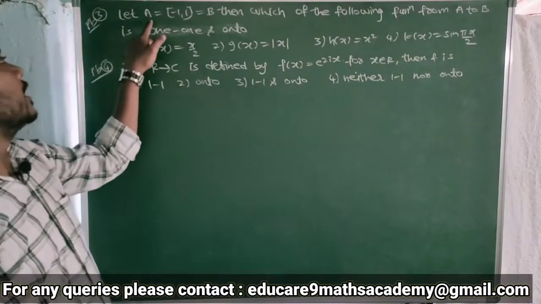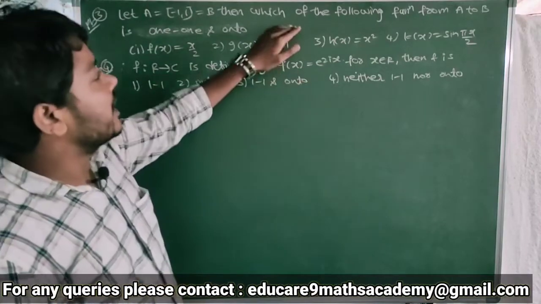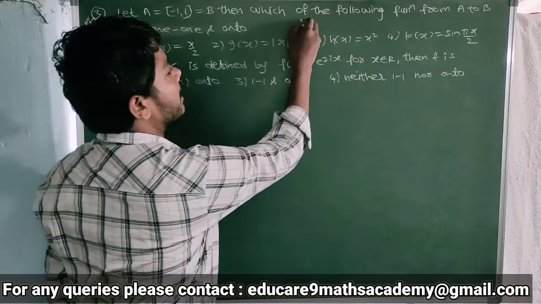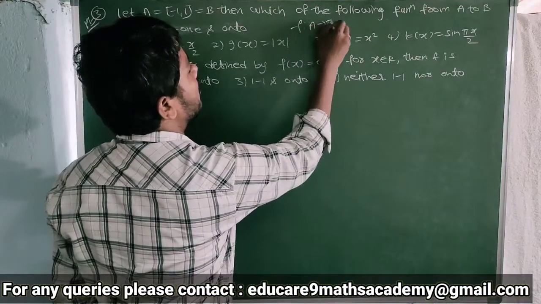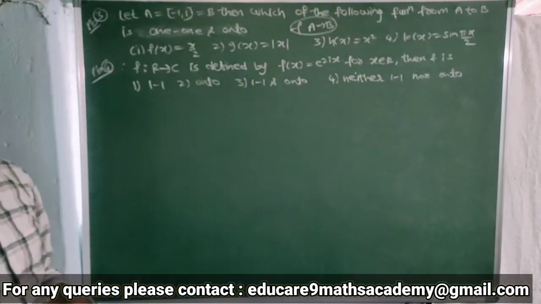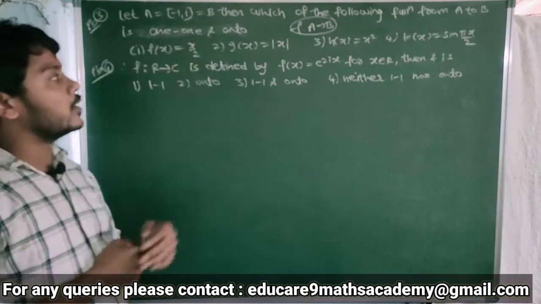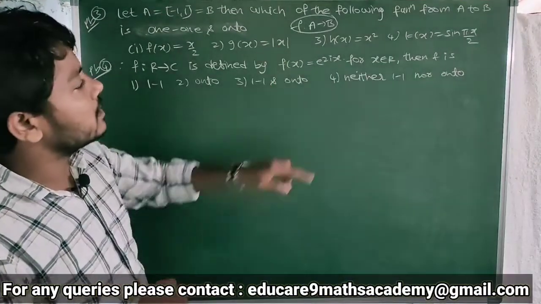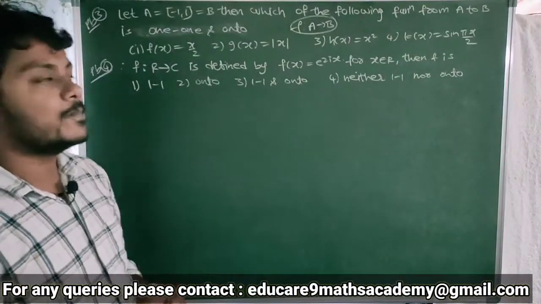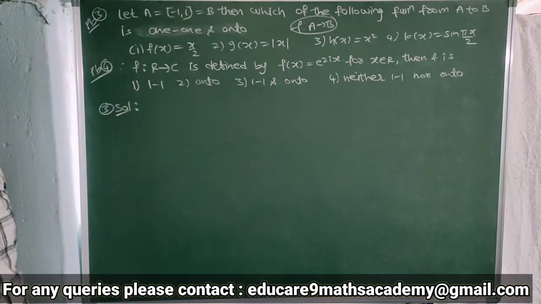See the next question. Here both A and B are the closed interval minus 1 to 1. Then which of the following functions from A to B, that means f from A to B, is 1-1 and onto? See here, what are the given functions? Options: f of x equal to x by 2, g of x equal to mod x, h of x equal to x square, and k of x equal to sin pi x by 2. See here, solution. See the first function.